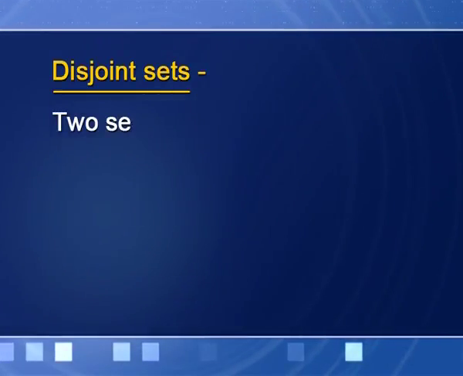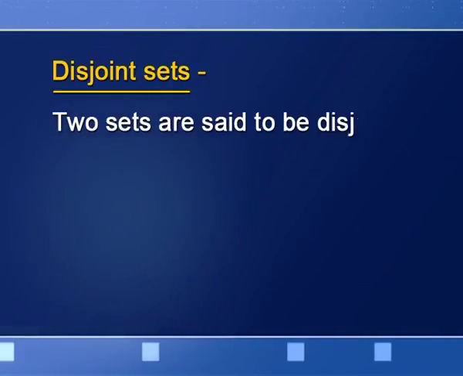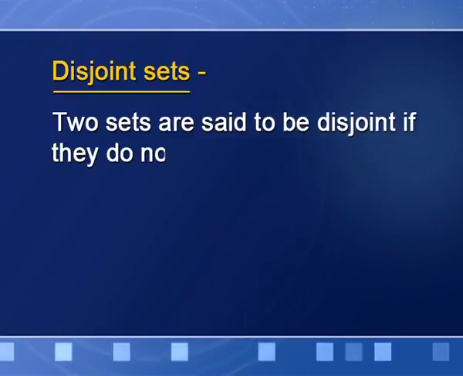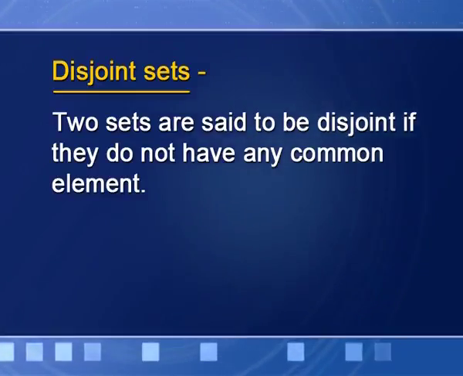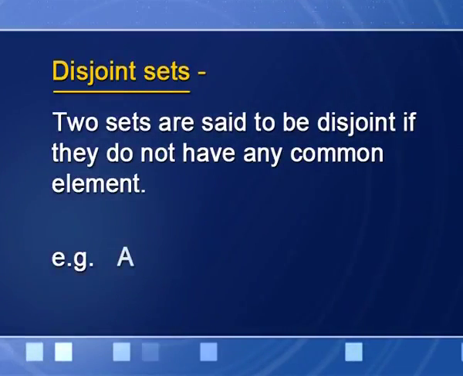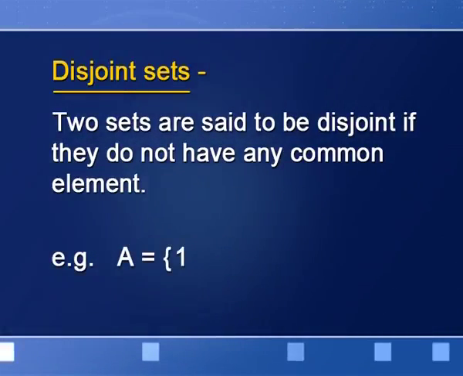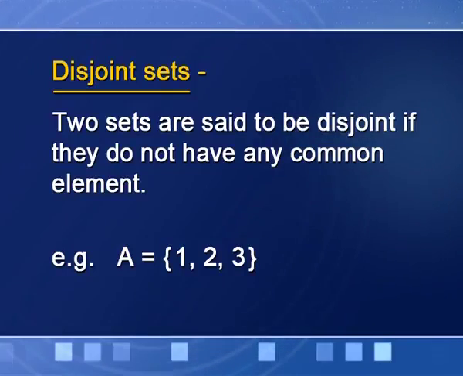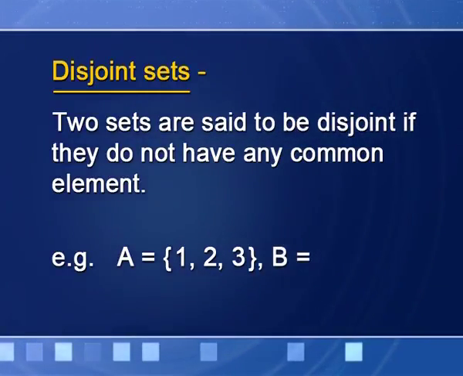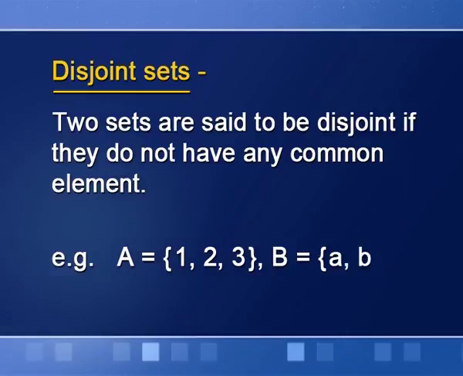Next we are having disjoint sets. Two sets are said to be disjoint if they do not have any common element. It means if we are having two sets and none of their elements is common, such sets will be disjoint sets. For example, A equal to {1, 2, 3}, B equal to {a, b, c}.